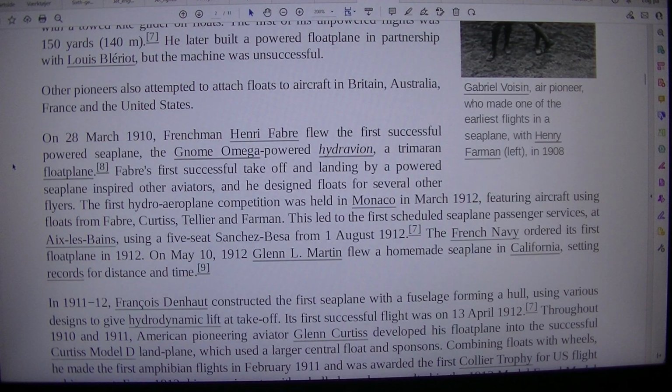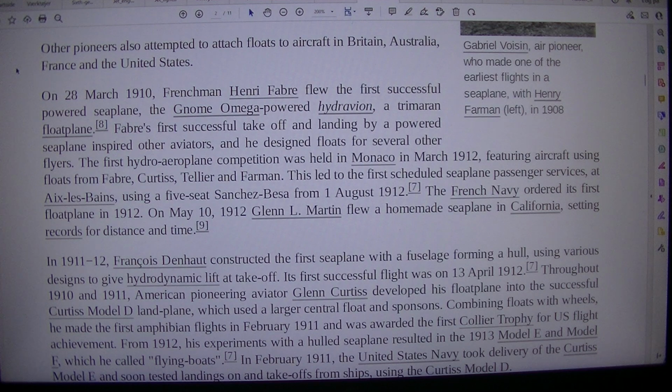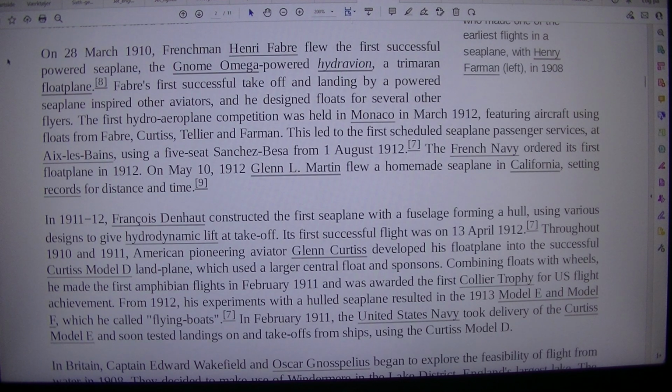Other pioneers also attempted to attach floats to aircraft in Britain, Australia, France and the United States. On the 28th of March, 1910, Frenchman Henri Fabre flew the first successful powered seaplane, the Gnome Omega-powered Hydravion, a trimaran float plane. Fabre's first successful takeoff and landing by a powered seaplane inspired other aviators, and he designed floats for several other flyers.